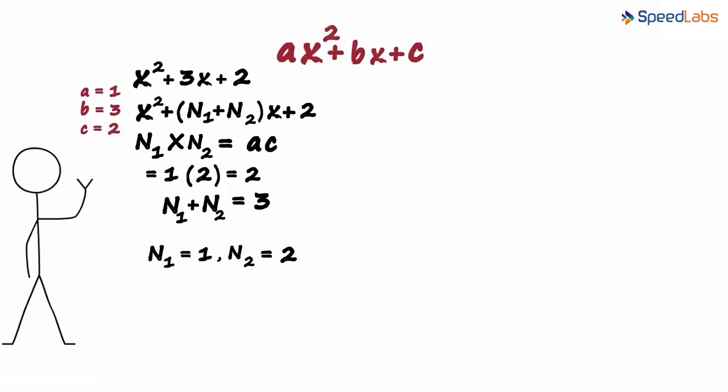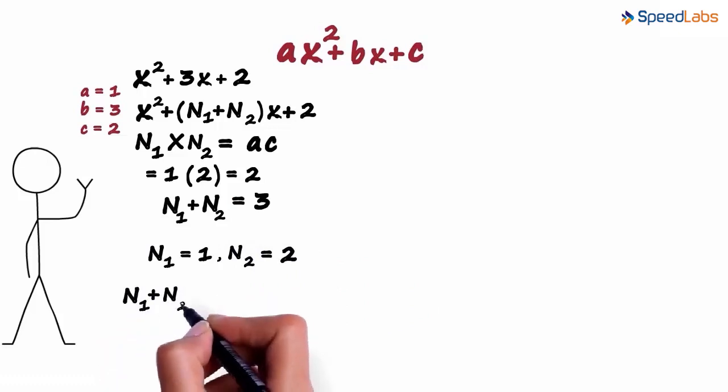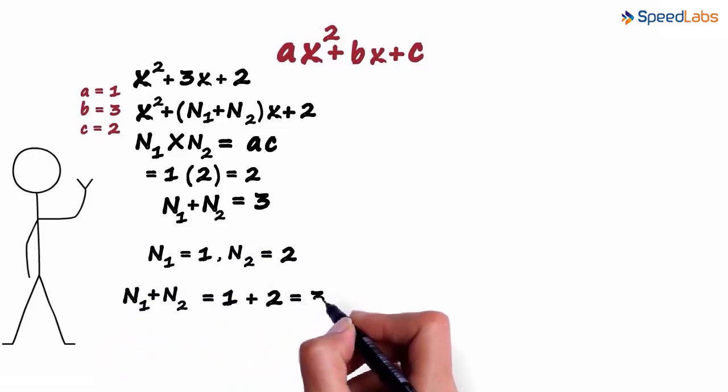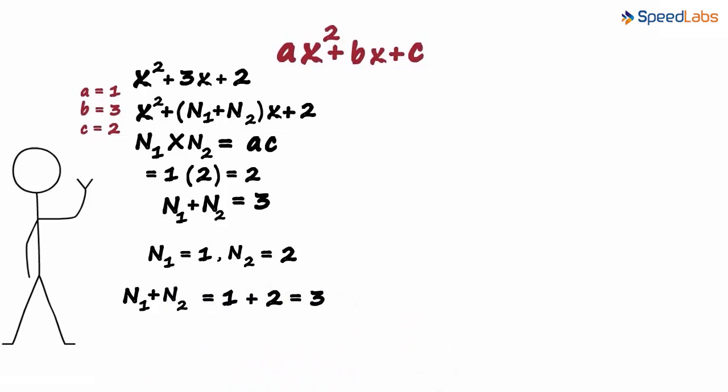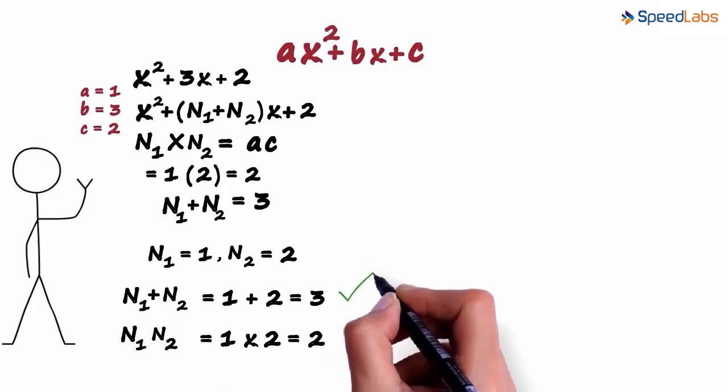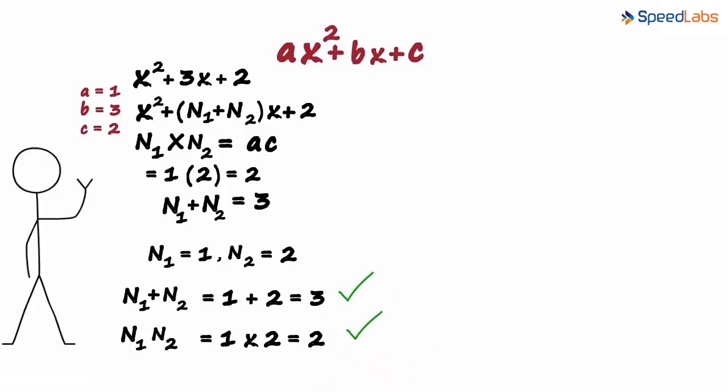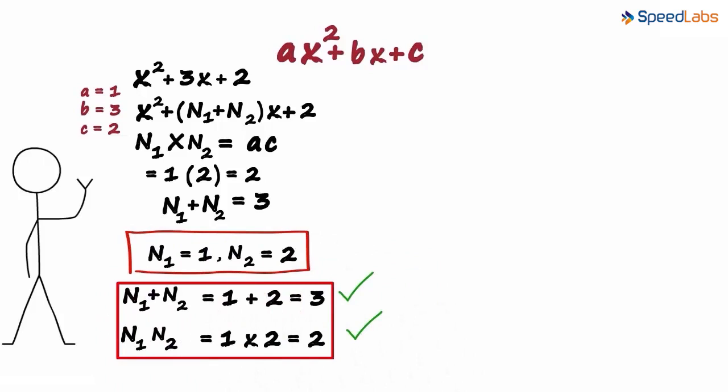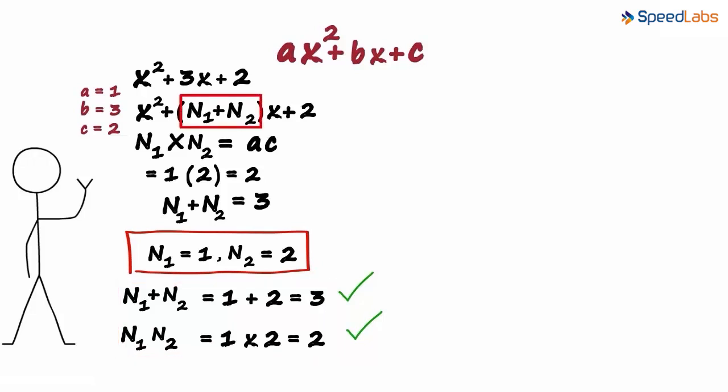Let's verify it again. n1 plus n2 is 1 plus 2, which equals 3. And n1 times n2 is 1 multiplied by 2, which is 2. So we get the sum as 3 and the product as 2. So we write 3 as the sum of these two numbers. This was the only part of the video that you need to understand really well. All we have to do is get these two numbers. The rest of the part is straightforward.